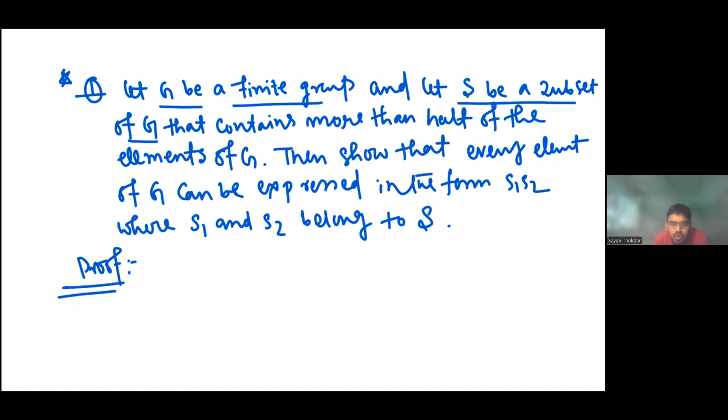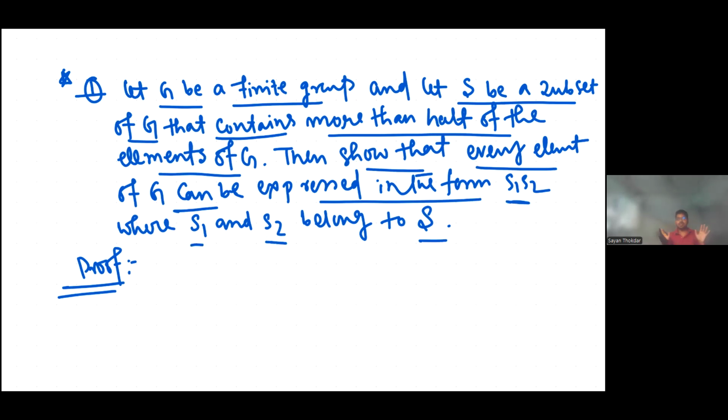What is the description given for the set S? It contains more than half of the elements of G. Meaning if G has n elements, then S has at least n by 2 elements. n by 2 need not be an integer, but S has at least n by 2 elements. Then I have to show that every element of G, whatever element you take from that group G, can be expressed in the form s1 s2, where s1 and s2 belong to S.